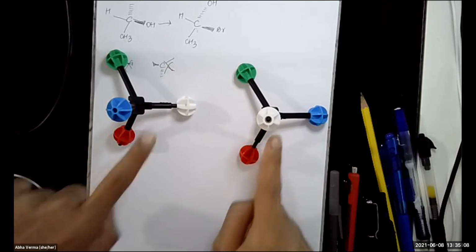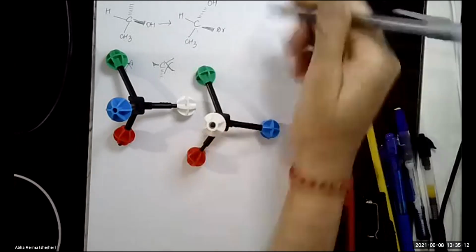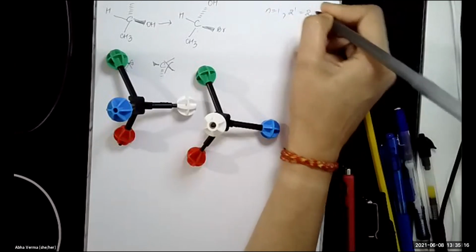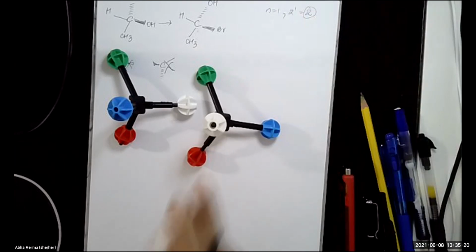So with one carbon atom, how many chiral atoms do I see? N equals 1. We just did this. We will see two stereoisomers. So one stereoisomer is here, the other is right here.